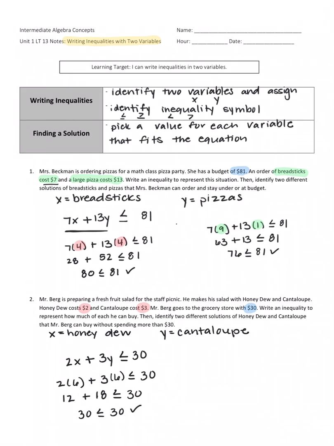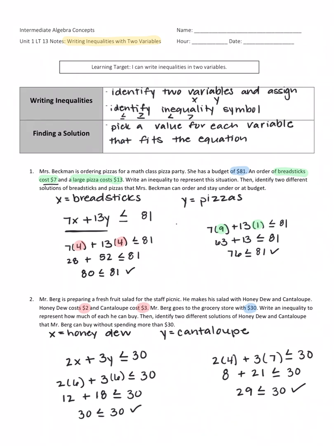Okay, let's try another one. Let's say I want 4 honeydew. So I'm going to say 2 and then put a 4 where that honeydew is, plus 3 times, let's say we want 7 cantaloupe. Is that going to be less than or equal to the $30? 2 times 4 is 8, plus 3 times 7 is 21. Then 8 plus 21 gives me 29, which is less than or equal to 30. So yes, that checks out.